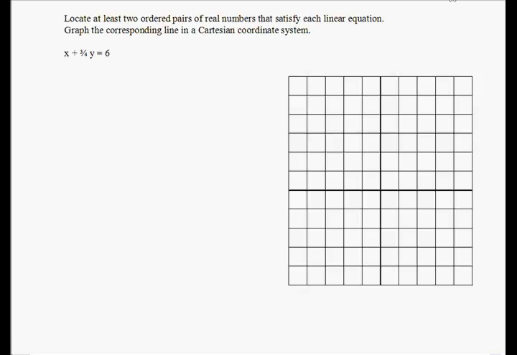Locate at least two ordered pairs of real numbers that satisfy each linear equation. Graph the corresponding line on the Cartesian coordinate system. Looking at this equation, x plus 3/4 y equals 6.